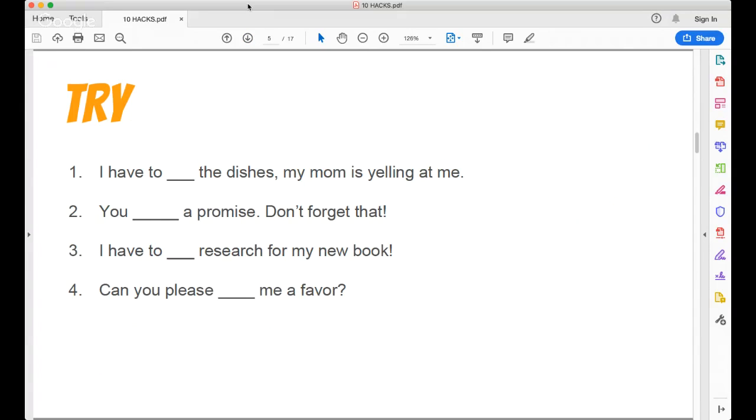And let's try to figure this out together real quick. I have to blah blah blah the dishes. My mom is yelling at me. Which one are you gonna use here? It should be pretty obvious to y'all though. Amazing, you guys. Very good. You hear it a lot together. I have to do the dishes.